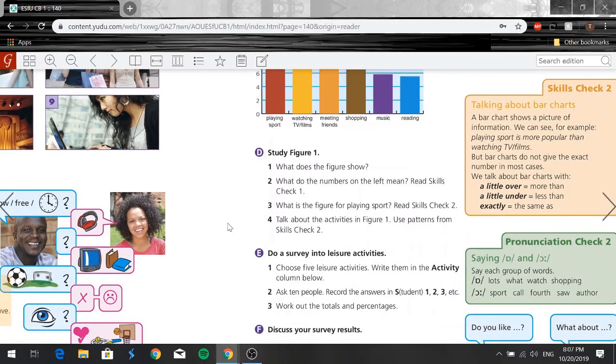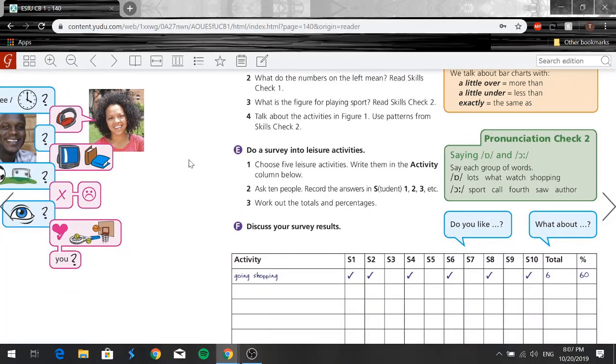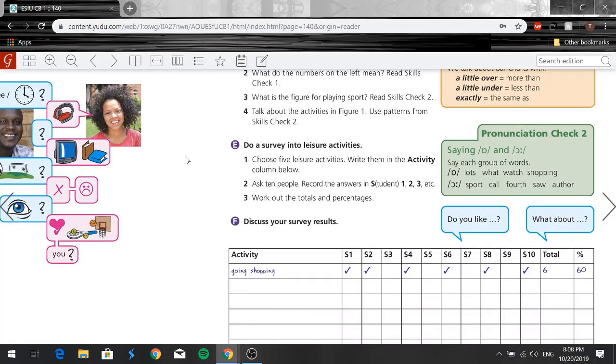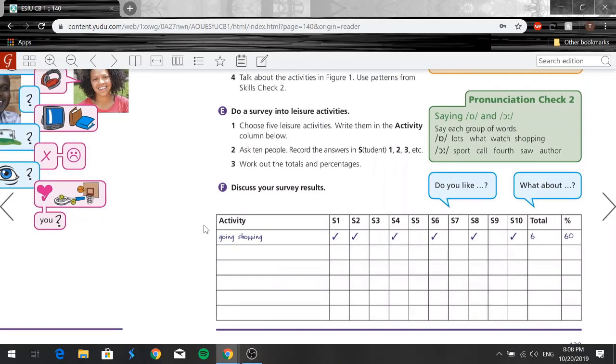Okay, now let's move on. Do a survey into leisure activities. Okay, so here's what I want you guys to do. Especially if you're in class, this is a really good exercise. So make a table like this one. So here you have the activity, and you have about 10 students, leave a bracket for 10 students, have the total, and have this percentage column. Okay? Choose your favorite 5 leisure activities, or any 5 leisure activities, it depends.